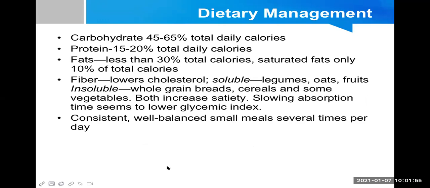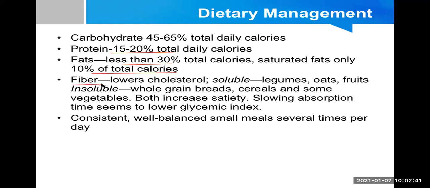Let's talk a bit about dietary management. The total amount of carbohydrate in the patient of diabetes should be 45 to 65% of the total daily calorie. So it's the same thing like other people. Even normal people have a similar amount of carbohydrate intake. Protein 15 to 20%, and fat less than 30, and saturated fats only 10% of the total calories, because saturated fats are not good for our body. They promote the formation of atheroma or atherosclerosis. And saturated fat means usually animal fat.